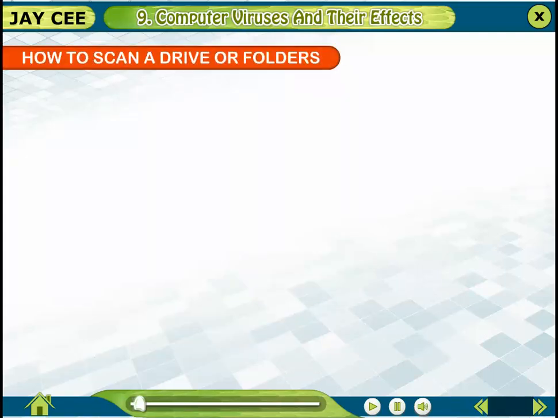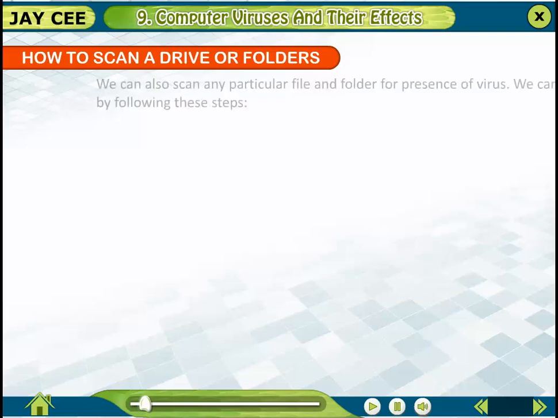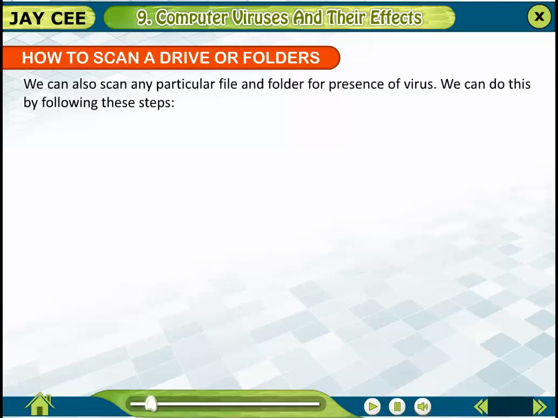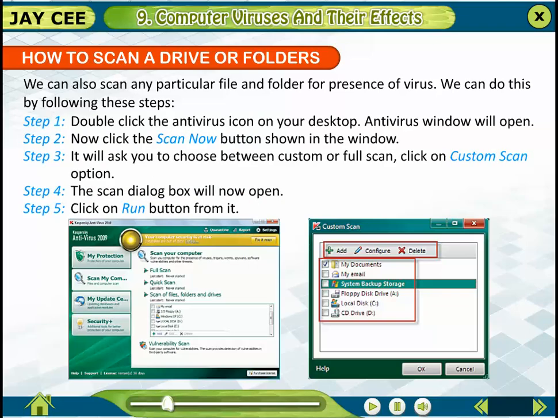How to scan a drive or folders. We can also scan any particular file and folder for presence of virus. We can do this by following these steps. Step 1. Double-click the antivirus icon on your desktop. Antivirus window will open. Step 2. Now click the Scan Now button shown in the window. Step 3. It will ask you to choose between Custom or Full Scan. Click on Custom Scan option.